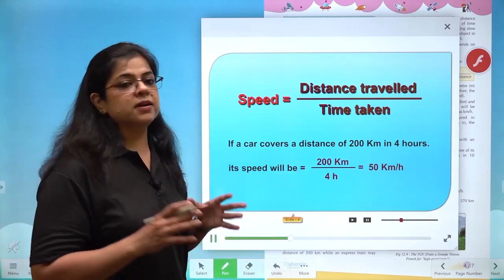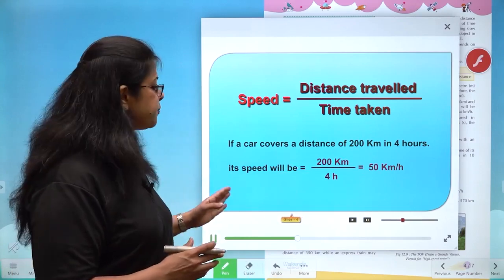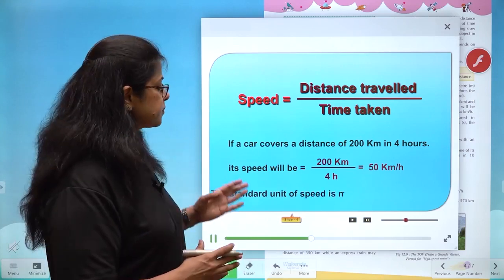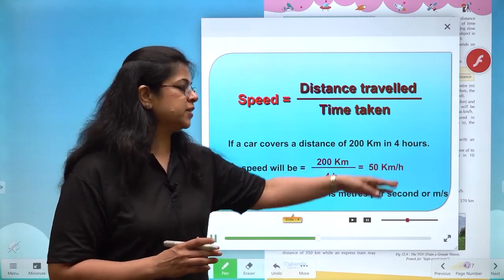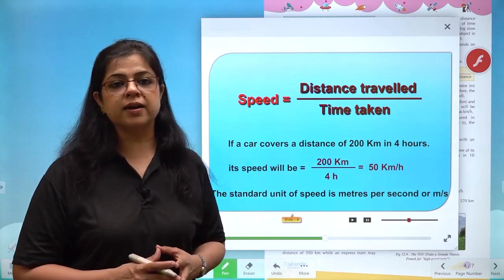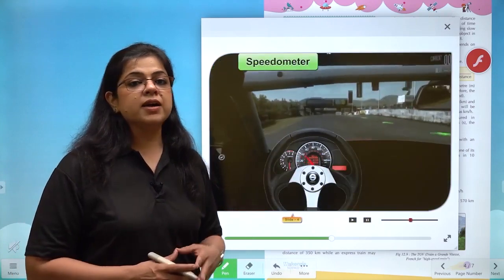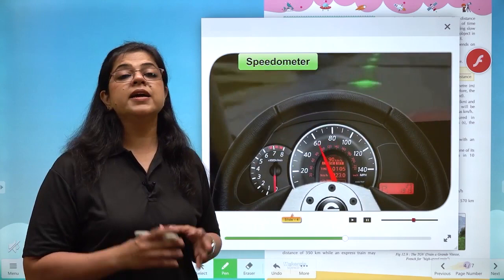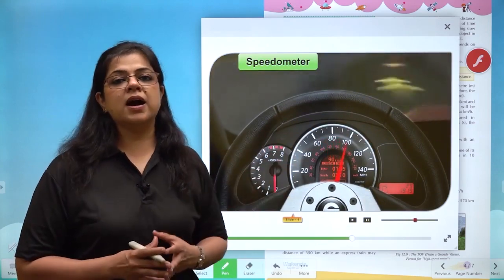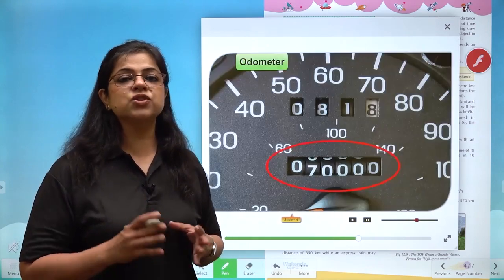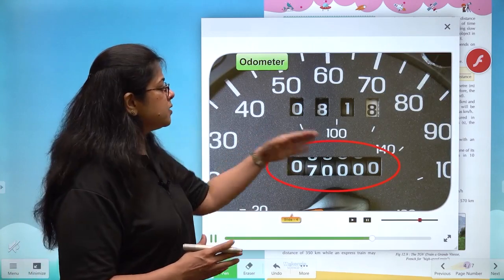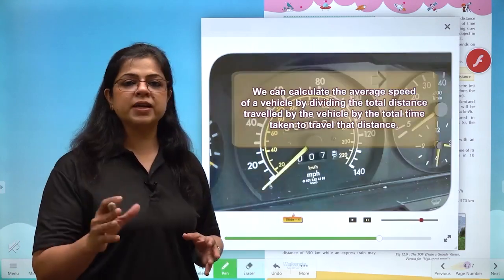Now speed का जो standard unit होता है वो होता है meters per second. But here we have measured the speed in kilometer per hour. Even in our moving car, the speedometer, which is right there on the dashboard of the car, tells us in kilometer per hour the speed on which the car is traveling. और distance बताता है odometer. Odometer is once again located on the dashboard.